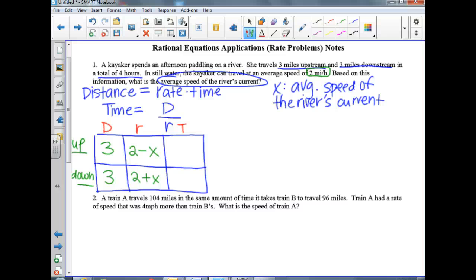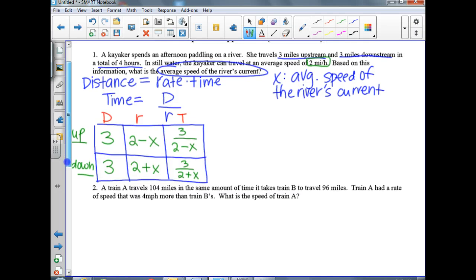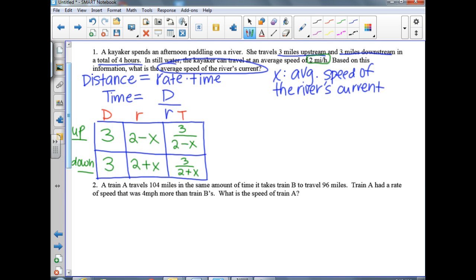So we're going to take what we have here. Distance is 3 divided by 2 minus x. And then this one is 3 divided by 2 plus x. These are probably the worst ones. Tomorrow's are easier than this, and last week's are easier than this. So this is the worst one.